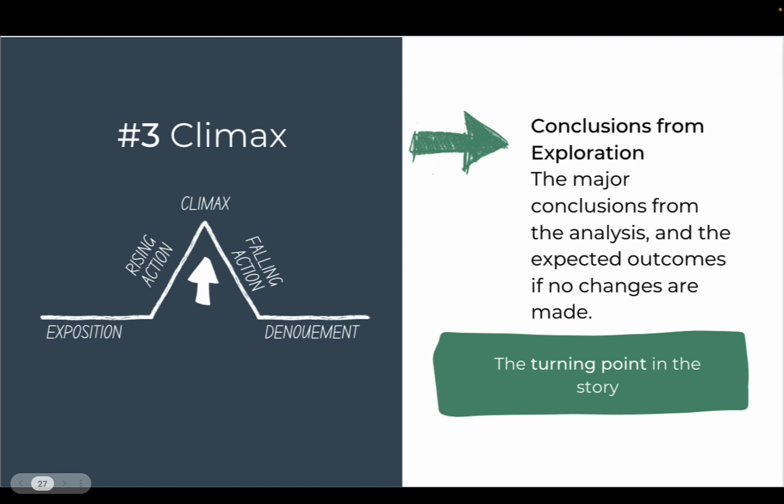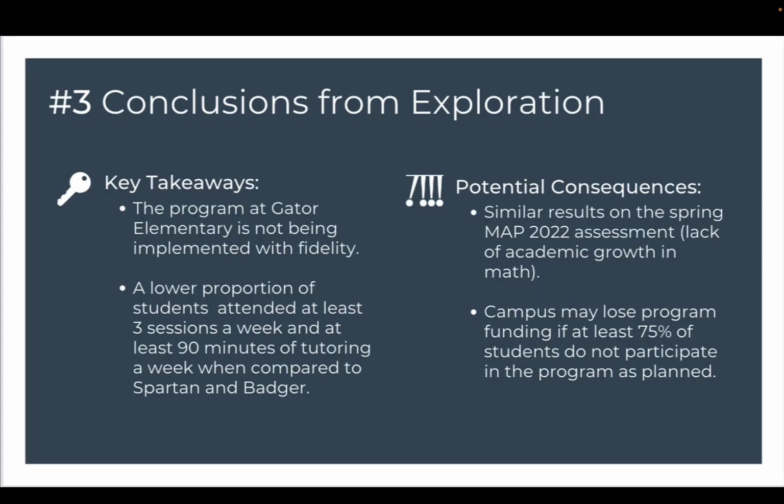The next step in the pyramid is the climax. The climax is at the top of the pyramid and is the turning point in the story. It provides an overview of the conclusions that were drawn from the exploration and details the expected outcomes or consequences if no changes are made. Here is an example slide presenting this point in the story. In this example, we only include text highlighting the key takeaways from the exploration or data analysis and potential consequences if no changes are made.